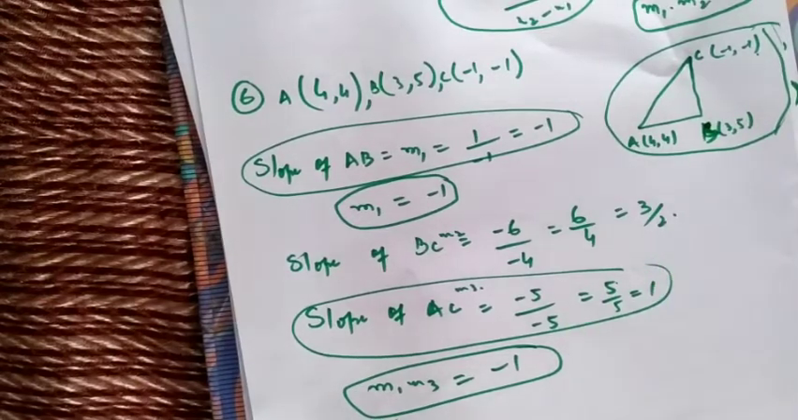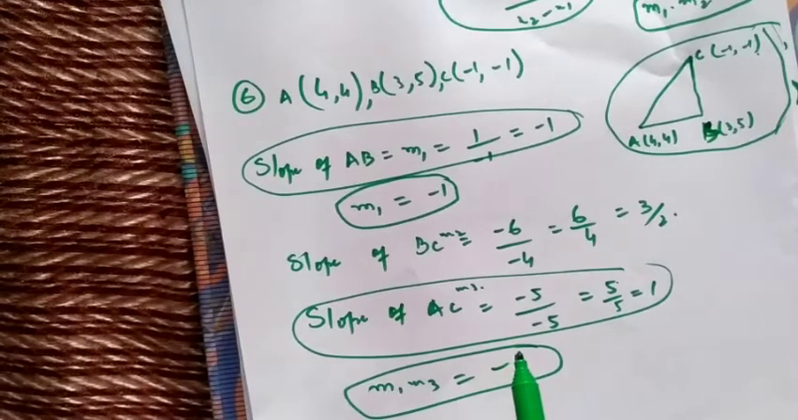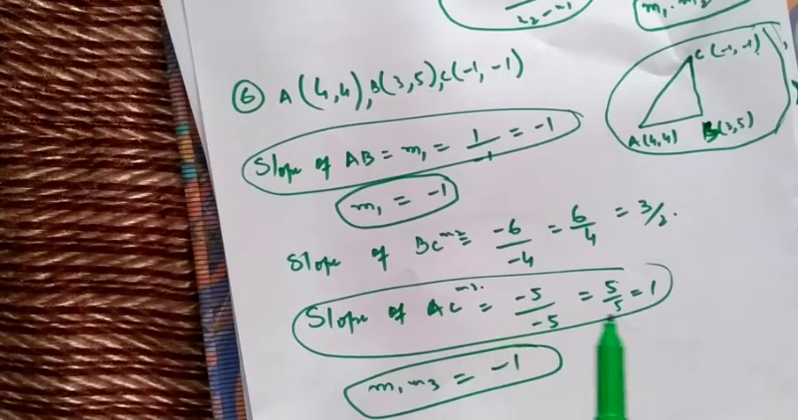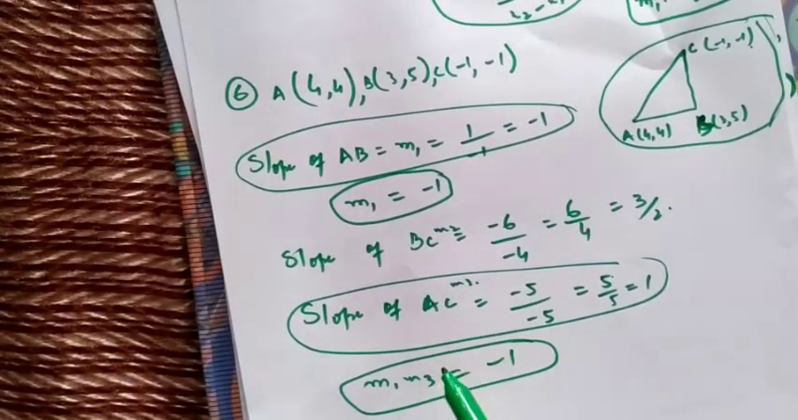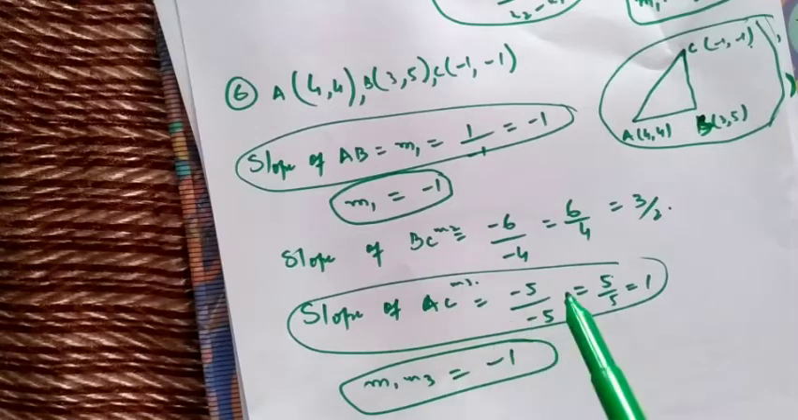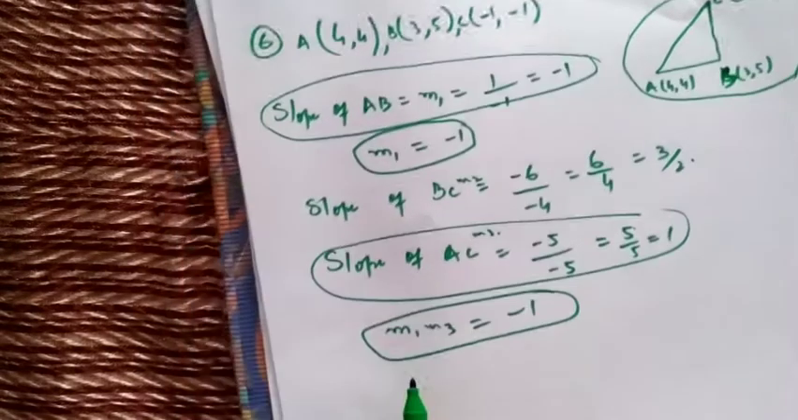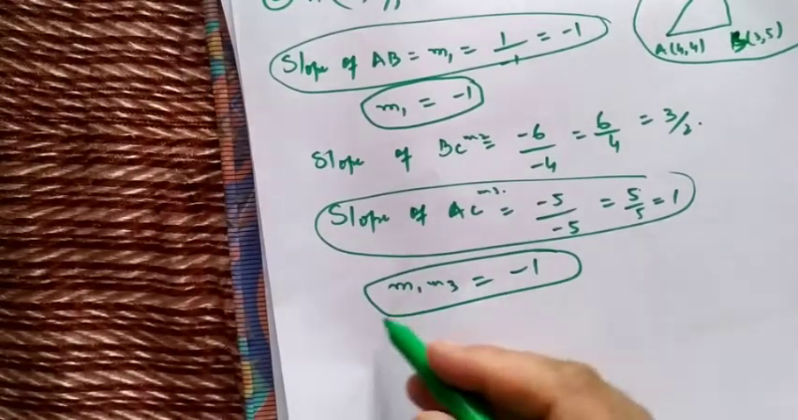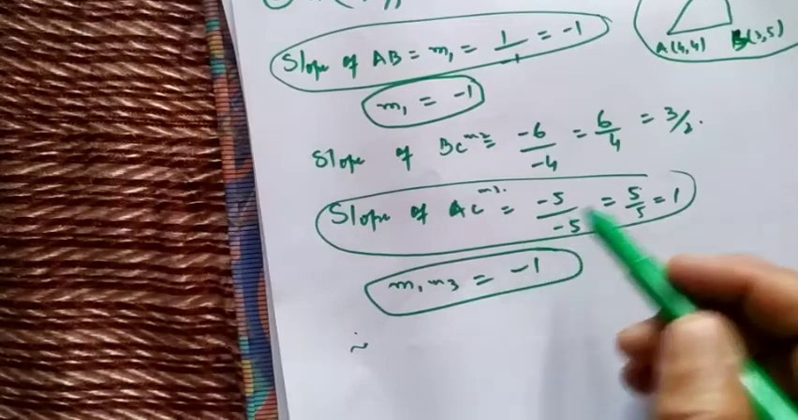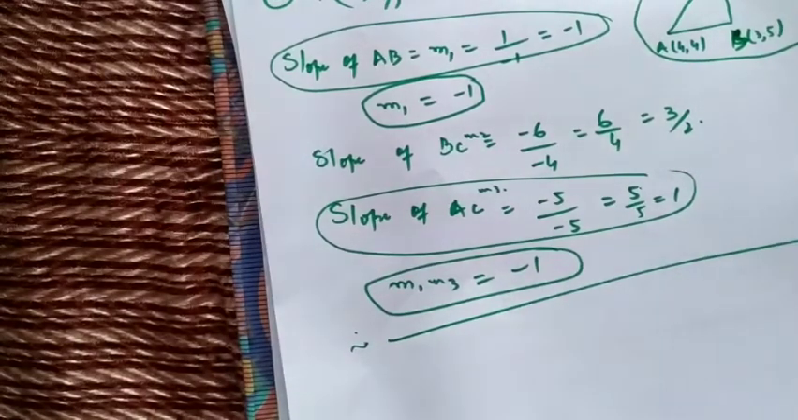means when I say here slope of m1 into slope of m3 is equal to -1, so I can say here the slope of this line AB into slope of line segment AC is equal to -1, so that we can say they are perpendicular to each other, therefore the given points are the vertices of a right angle triangle.